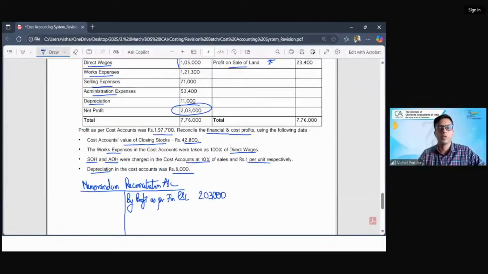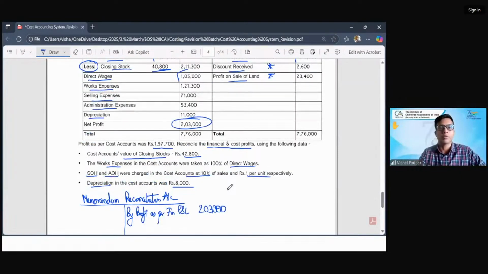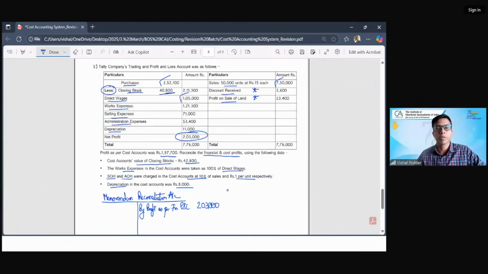And you have the other details. Now we go one by one. So I start with this. The credit items, which are discount received and profit on sale. What is the impact? Both these are only financial items that do not appear in the cost sheet.